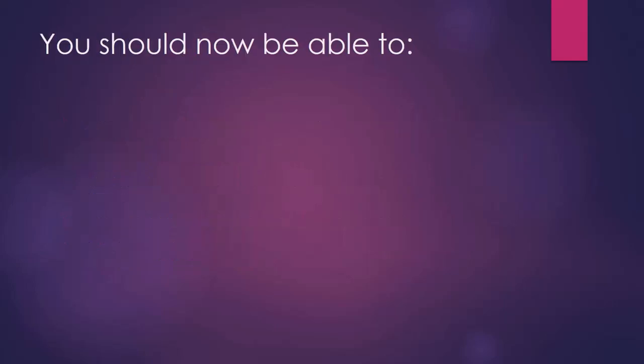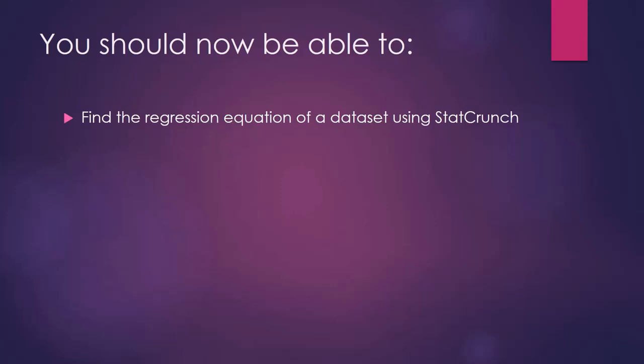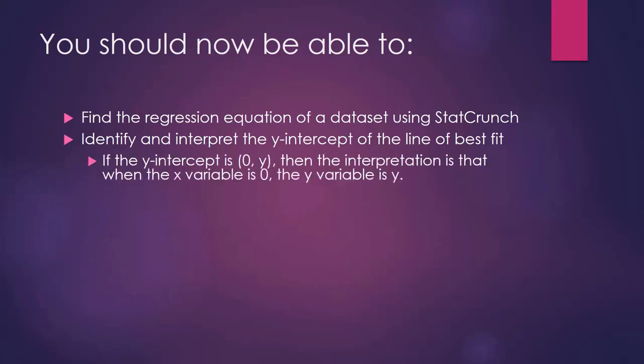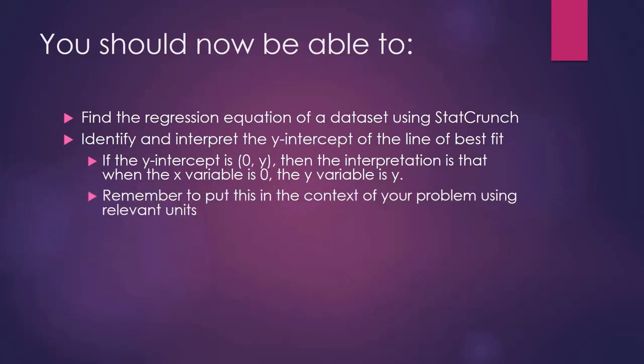At this point, you should now be able to find the regression equation of a data set using StatCrunch and identify and interpret the y-intercept of the line of best fit. When you do this, remember the y-intercept is 0, y, and the interpretation is that when the x variable is 0, the y variable is whatever the y-intercept is. Remember, you have to put this into the context of your problem using the relevant units.